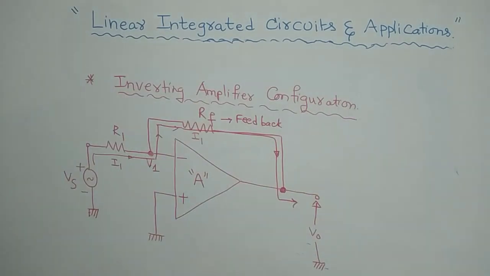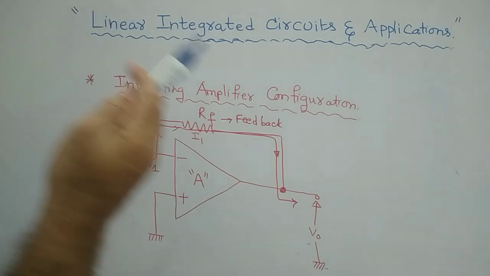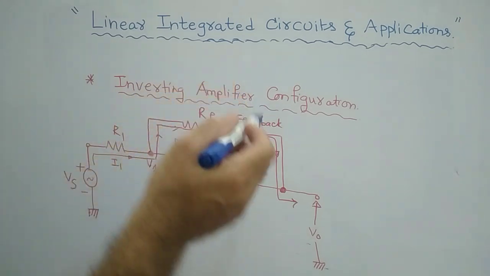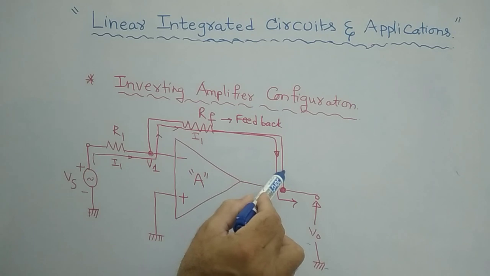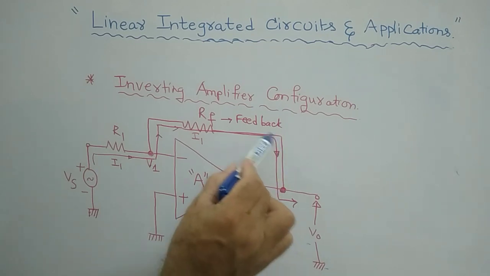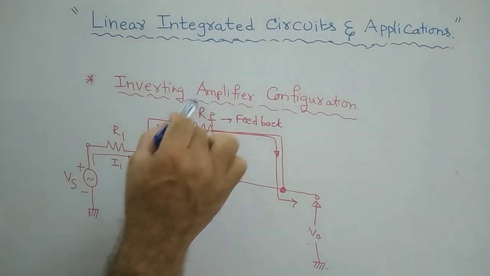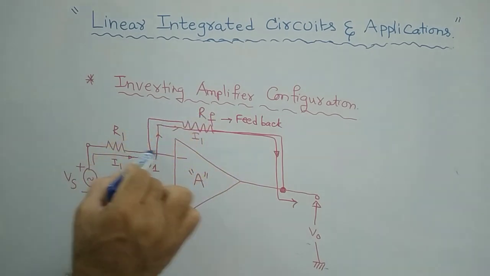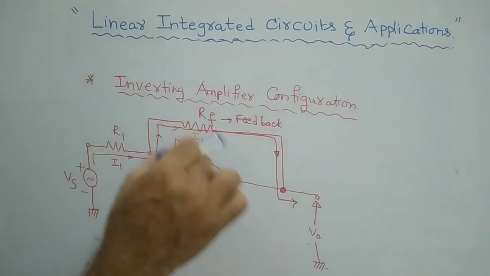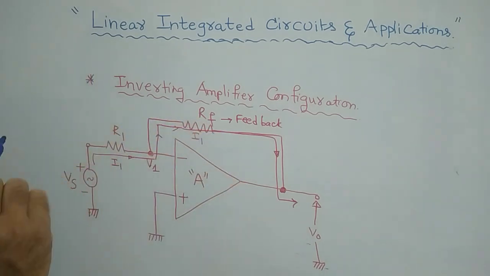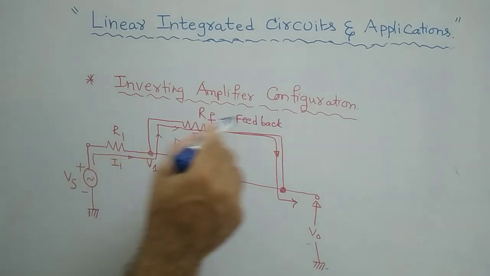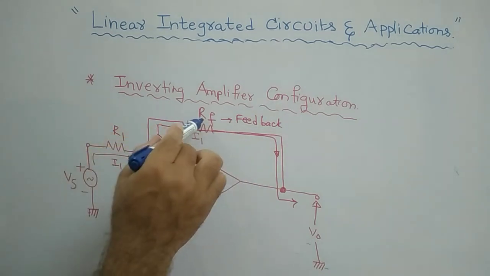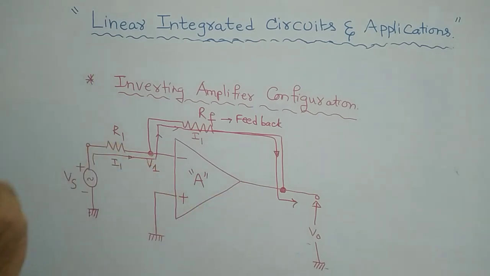Before writing that expression, I would like to explain one more very important point. I think I already covered this in our previous presentation. This is the feedback loop. RF is the feedback resistor, and I am connecting it to the minus sign. Therefore, we are using negative feedback. In an inverting amplifier, what feedback are we using? Negative feedback. Sometimes this RF can also be connected to the positive sign.